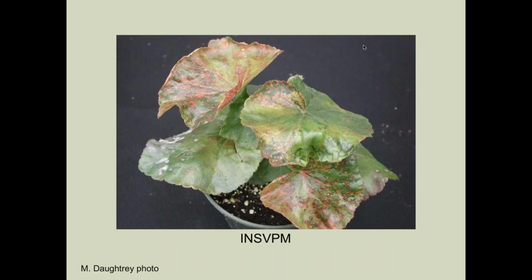Be aware that sometimes diseases aren't by themselves. So in this case, we've got INSV and powdery mildew, both showing up on this begonia. The INSV is causing this weird sort of green mottling, and the powdery mildew is causing the reddening, as well as you can see some of the powdery mildew colonies on that leaf over at the left.